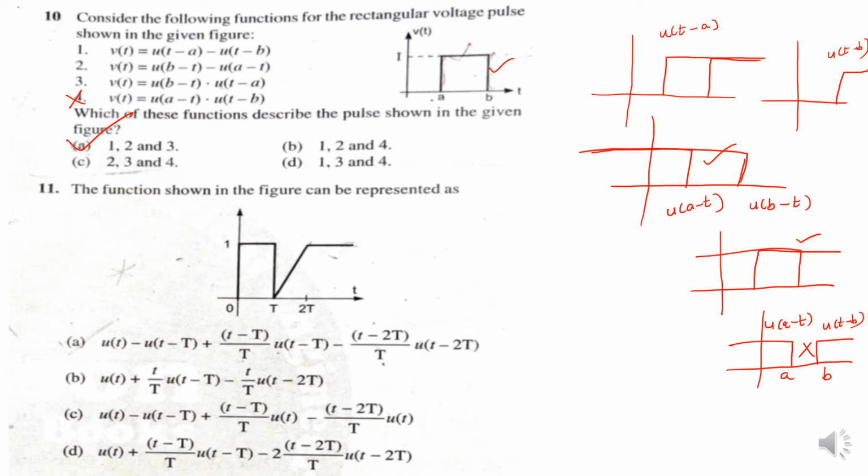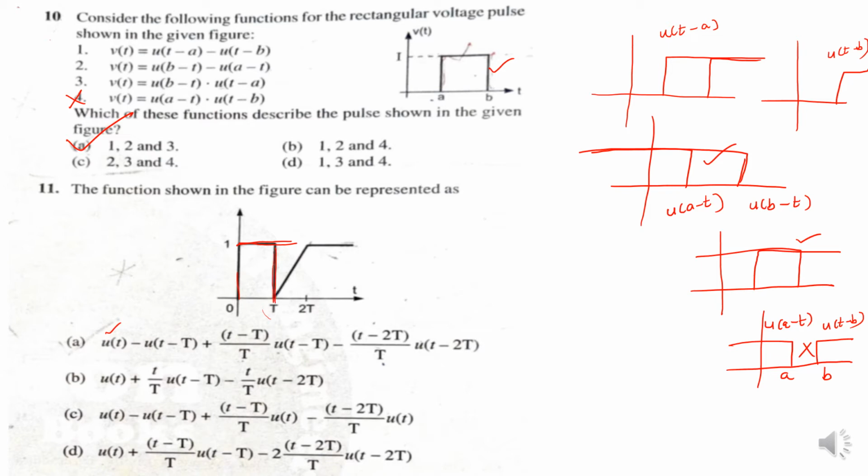Next problem. The function shown in the figure can be represented as, first this signal. Okay, this is the signal. First one, that is u of t. And second one, the magnitude is decreasing, so minus u of t minus t. This is u of t, and minus is decreasing order.